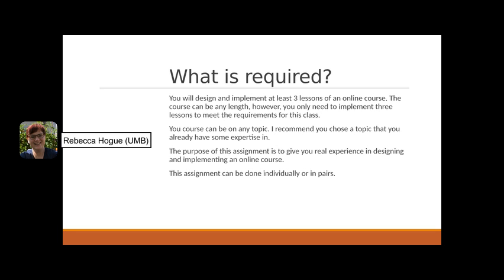What is required? You will design and implement an instructor-led online course that includes at least 3 lessons. The course can be any length, that is, any number of lessons. However, you only need to design and develop, that is, build out the 3 lessons to meet the requirements of this course. Your course can be on any topic.